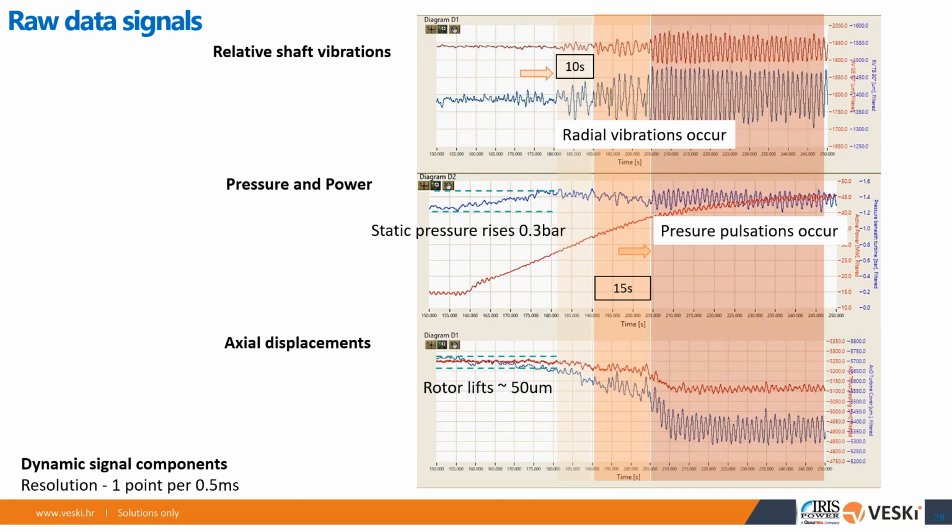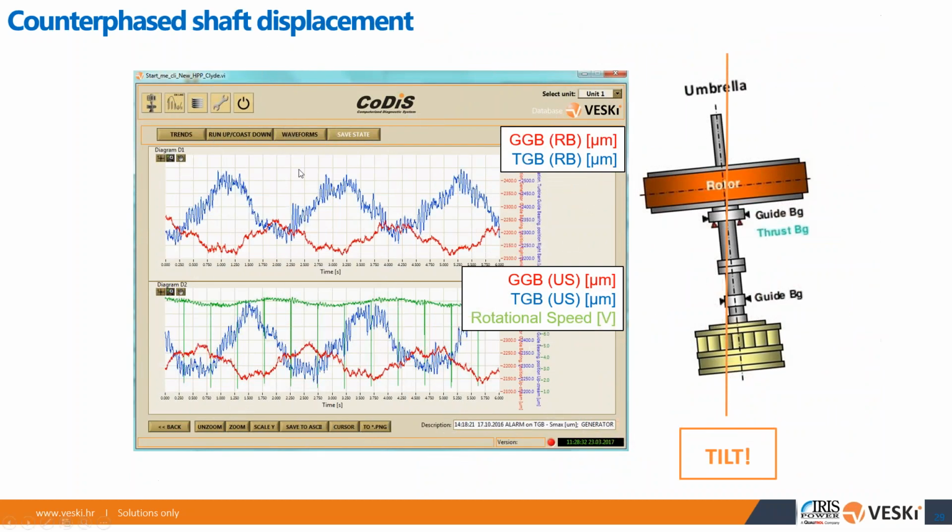So vibrations start before, and the vibrations are counterphased. It depends on the design. Let's say if this is an umbrella, we are measuring on a lower guide bearing and a turbine guide bearing, they are counterphased. And then if the thrust bearing is below the upper generator bearing or combined, then upper generator bearing vibrations, lower generator guide and turbine guide, they are counterphased. So basically the machine tilts around a certain position, all right? Around the center of mass, if you want to call it.